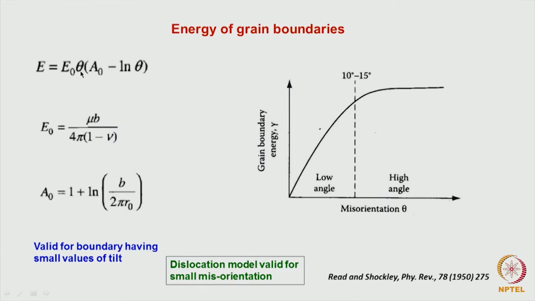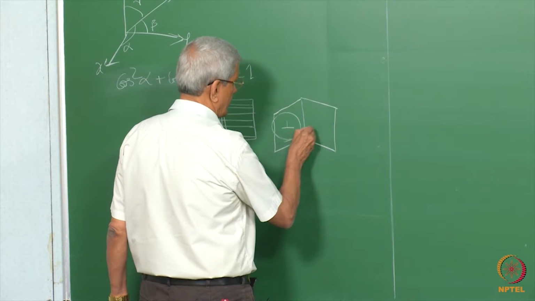That means that as theta increases, the energy of the boundary also increases. The basic way in which they have done this calculation is by assuming that at the end of each boundary, like we have some dislocation which is present at a plane which comes from here.